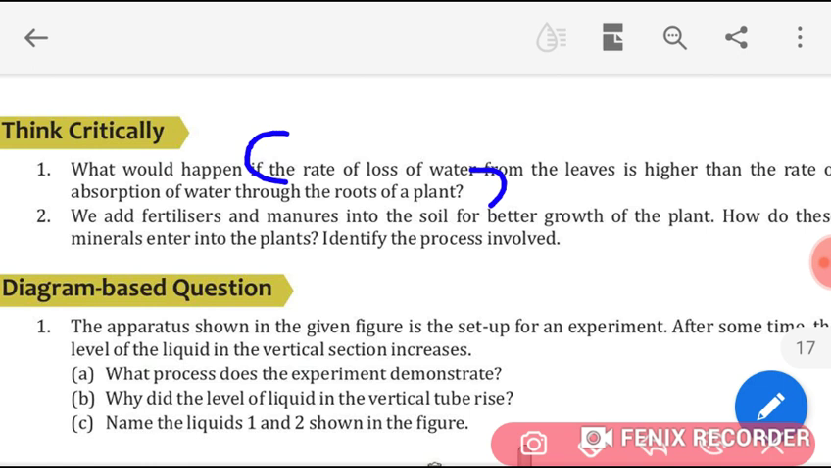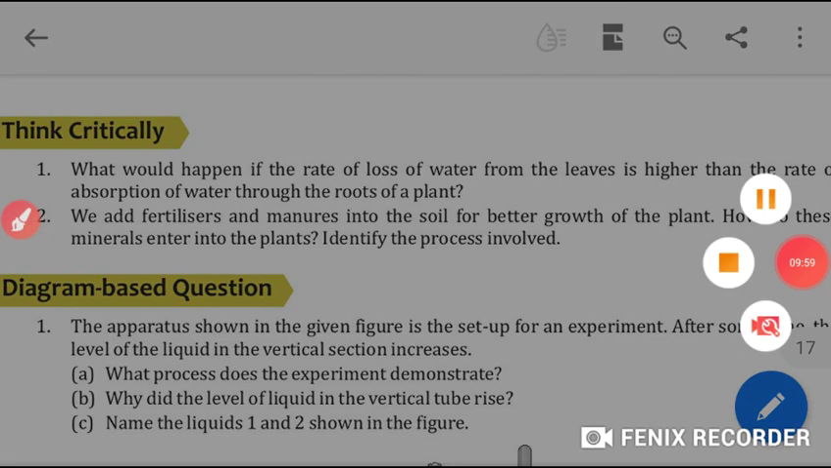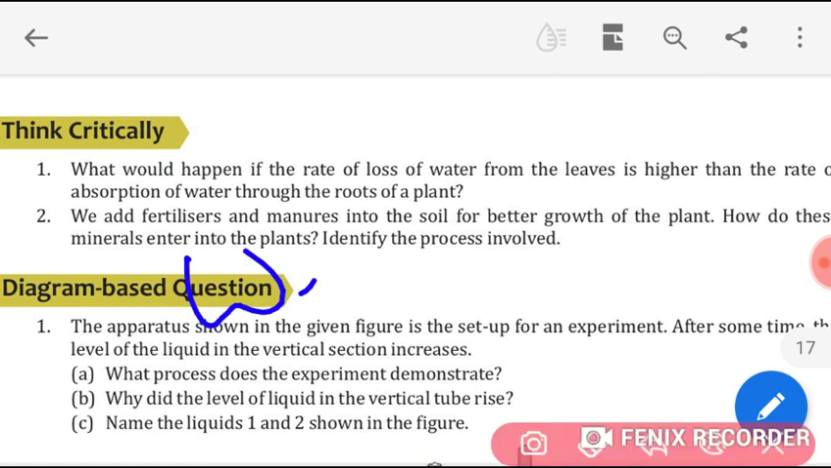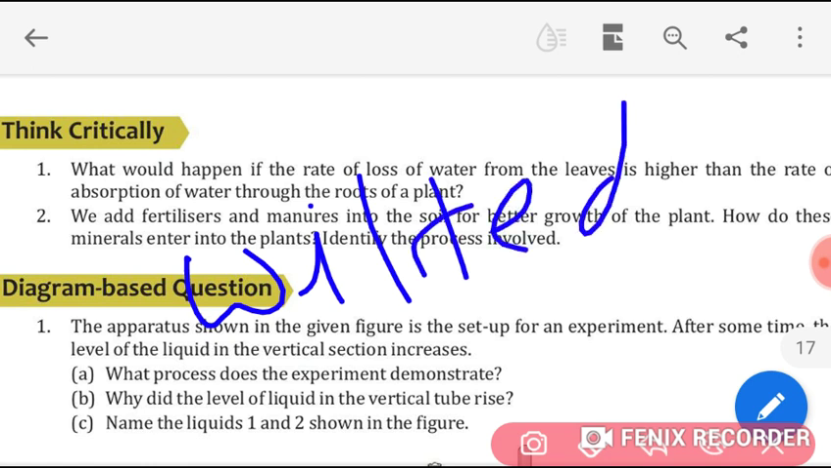the process of photosynthesis and the development of the plant will be affected, and the plant will get wilted.